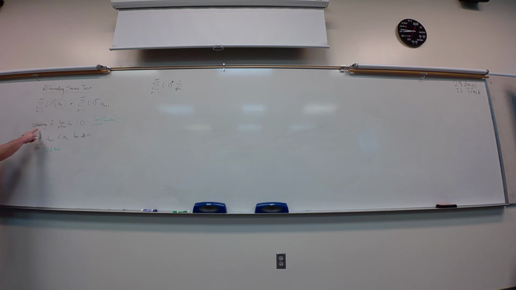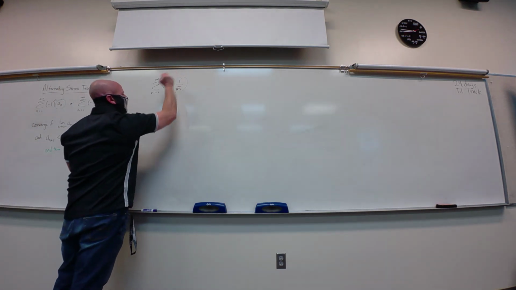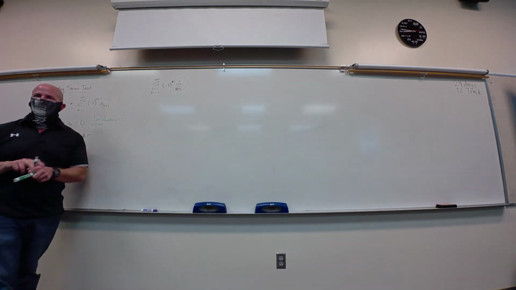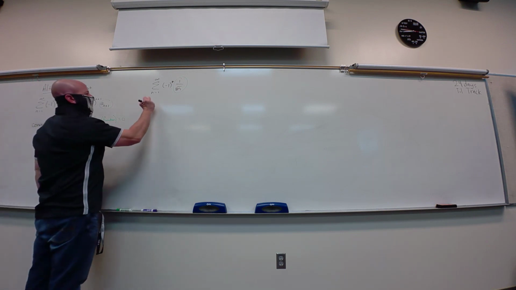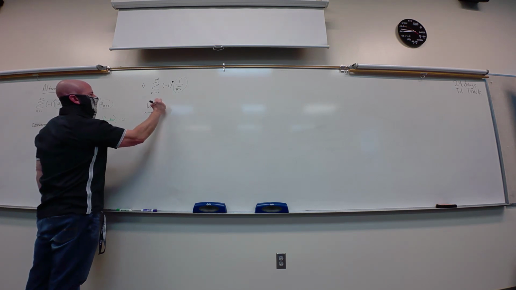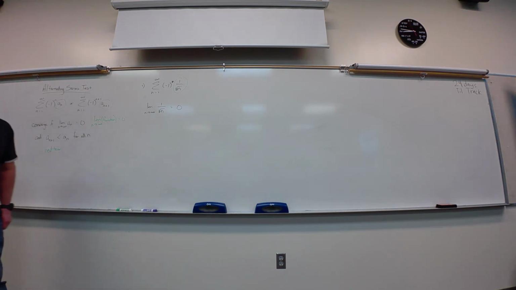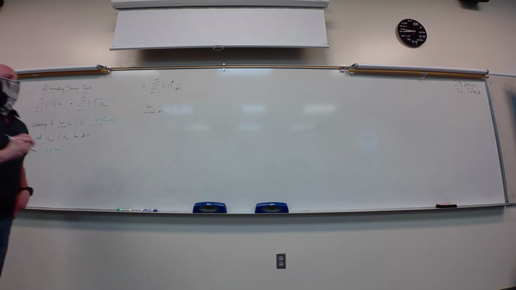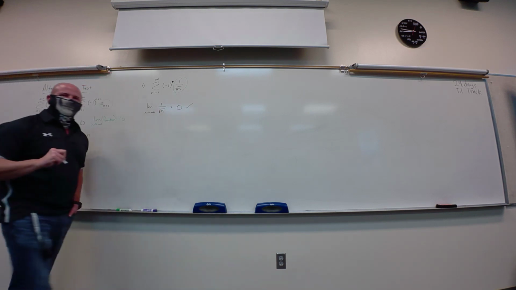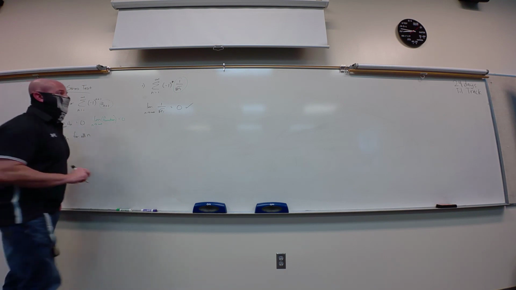We need to check the limit of the function. So the function, again, is the non-alternating part. We're looking at that guy. I'm going to look at the limit as n goes to infinity of 1 over root n. And the question is, does that equal 0? Okay, so part 1 done. All right. So I need to verify that that equals 0. It does.